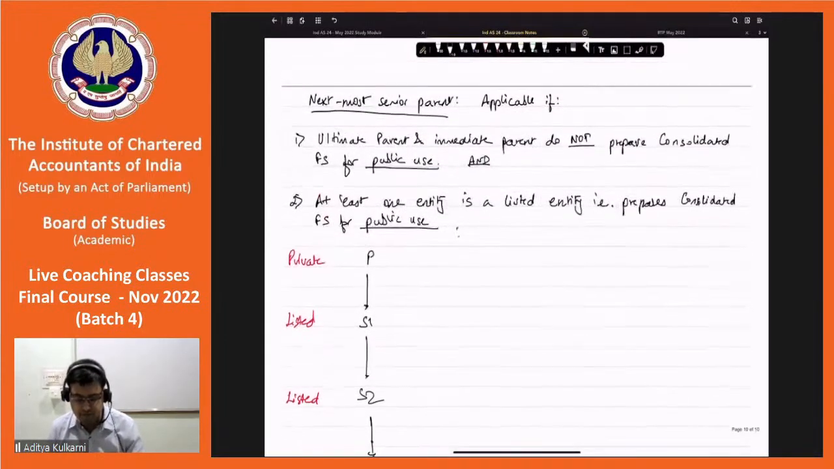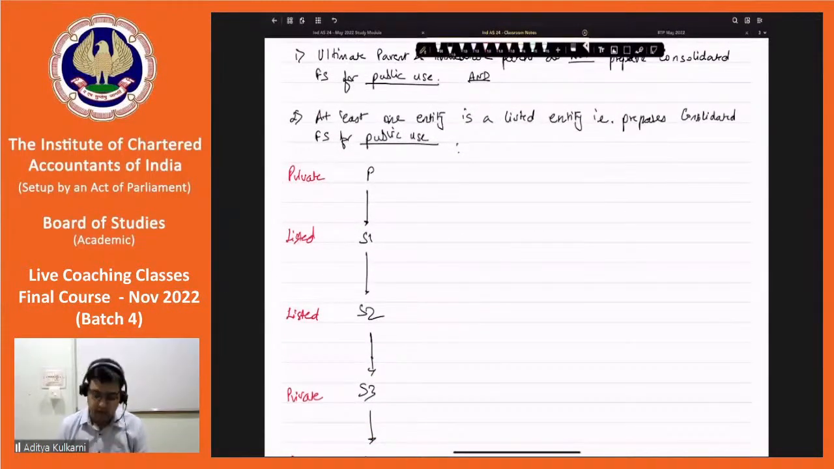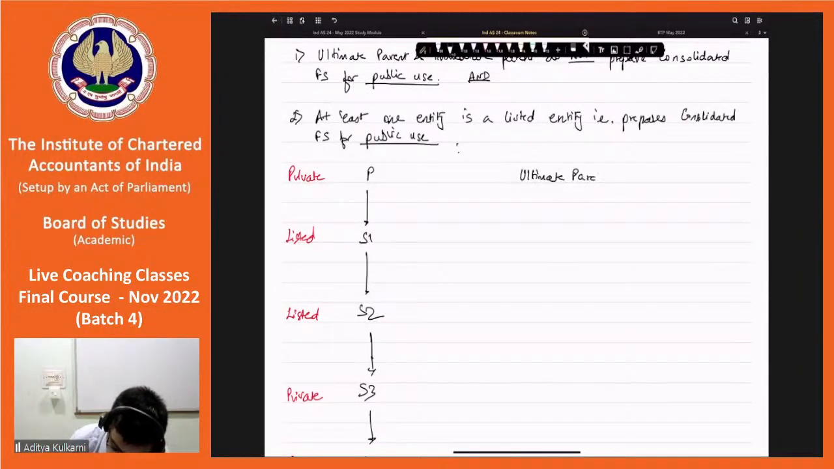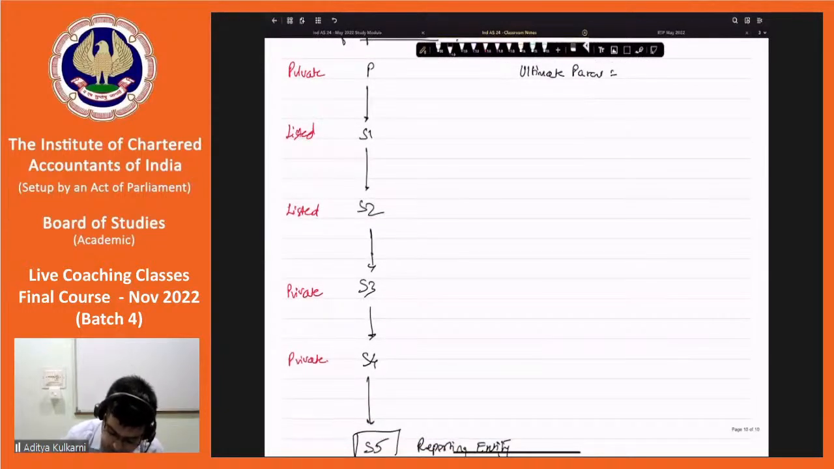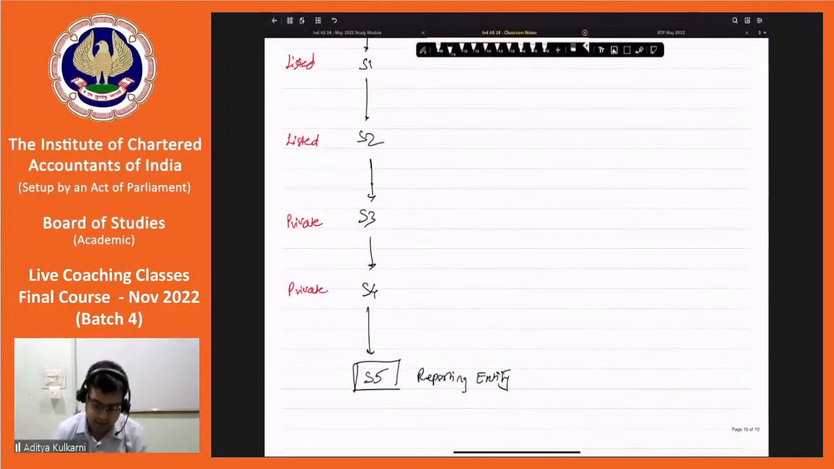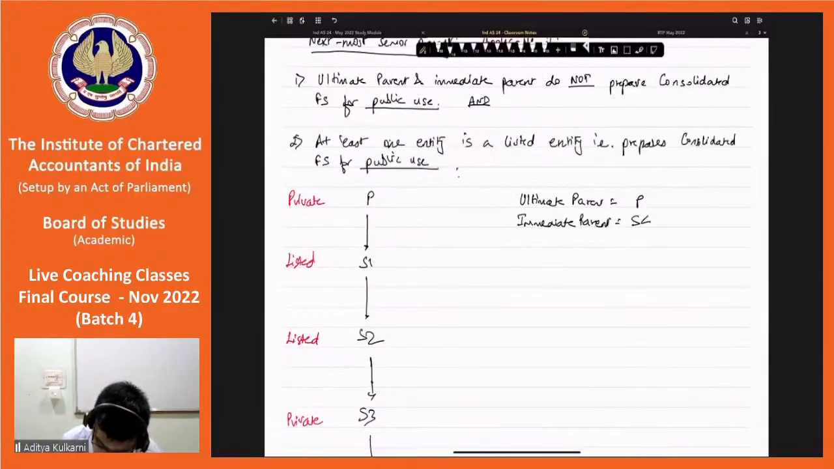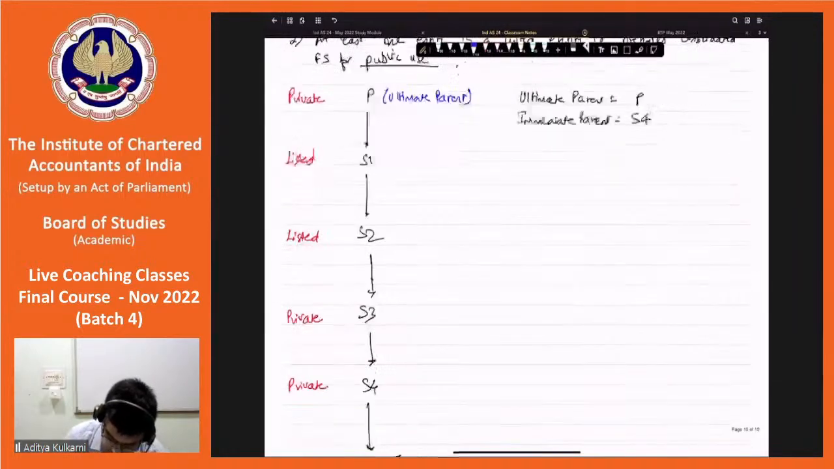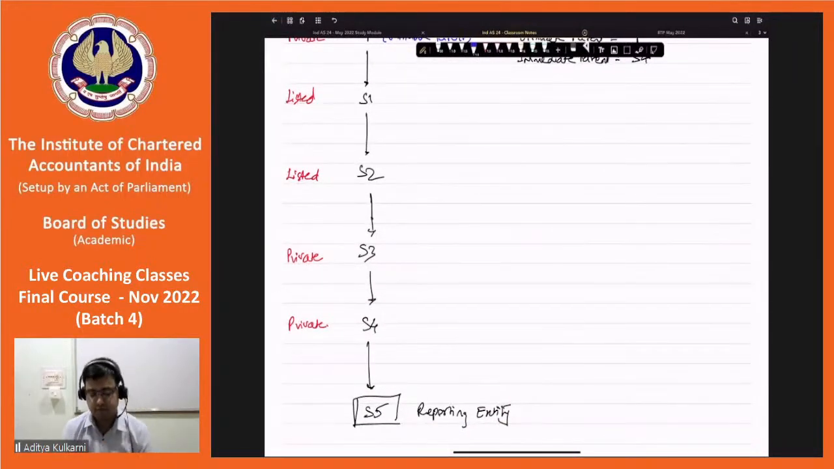Now, who is the ultimate parent? Ultimate parent is equal to P. Who is the immediate parent? Well, immediate parent is S4. So this is my ultimate parent. This is the immediate parent.